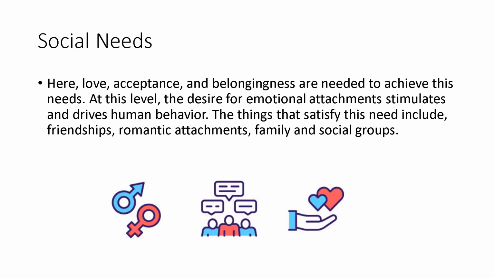Next needs is the social needs. Here, love, acceptance, and belongingness are needed to achieve this need. So at this level, the desire for emotional attachments stimulates and drives human behavior. So the things that satisfy this need includes friendship, romantic attachments, family, and social groups. So I knew everyone needs these, diba? For them to be human.